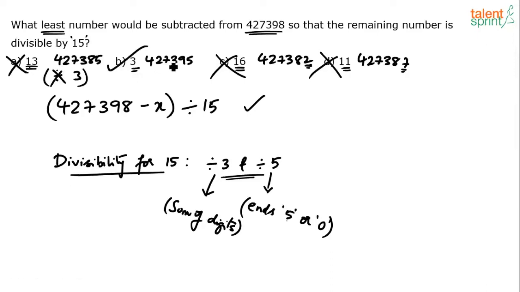I can check. 4 plus 2 is 6 plus 7 is 13 plus 3 is 16 plus 9 is 25 plus 5 is 30. Is 30 divisible by 3? Yes. If 30 is divisible by 3, is this number divisible by 15? Yes, because this number is divisible by both 5 as well as 3. Hence option B is the answer. So I should subtract 3, option B. If I subtract 13, I will get a number which is not divisible by 15. But this number definitely is divisible by 15. So option B is the answer.